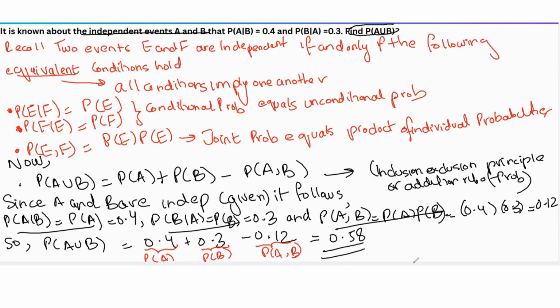So here we just applied the fact that A and B are independent. So their conditional probabilities are equal to the unconditional probabilities, and the joint probability is equal to the product of the individual probabilities.